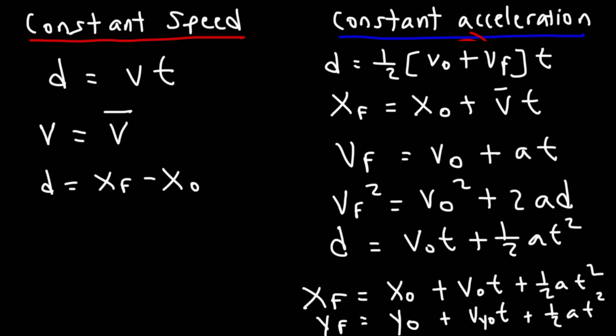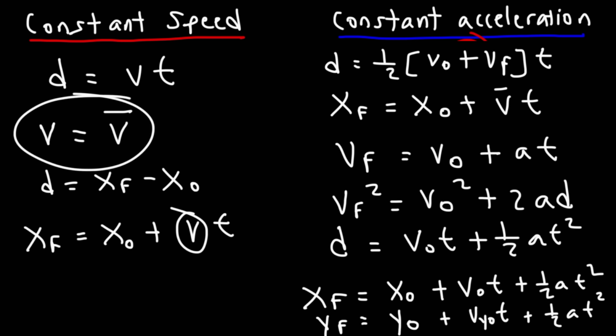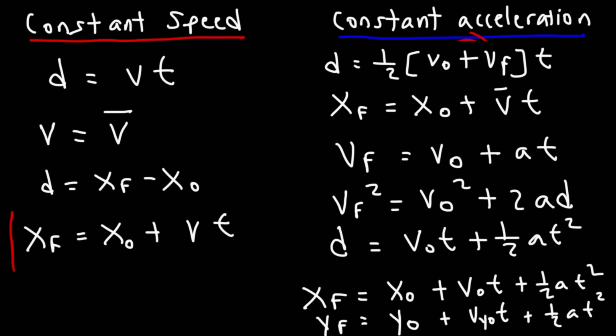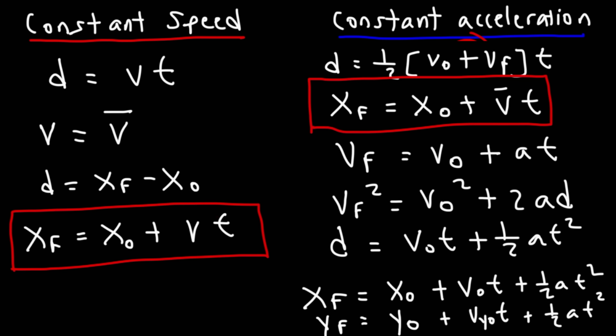Now, before we work on a few example problems, there's something I do want to mention. When dealing with constant speed, you could use this formula. X final is equal to x initial plus Vt. So you don't need to write V bar because V and V bar are the same when dealing with constant speed. But for constant acceleration, it's good to keep in mind that this represents average velocity. So it's better to write V bar instead of V so there's no confusion, because these two are not necessarily the same when dealing with constant acceleration. So just be aware of that little detail.